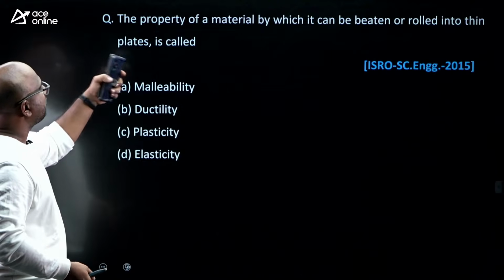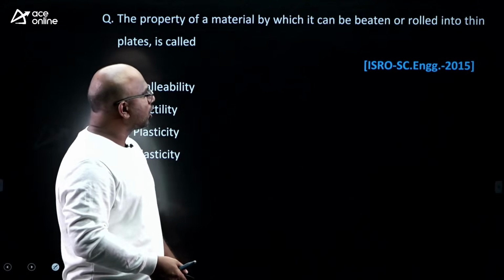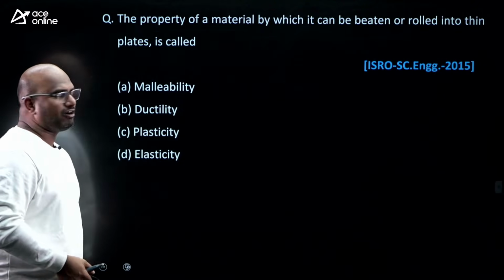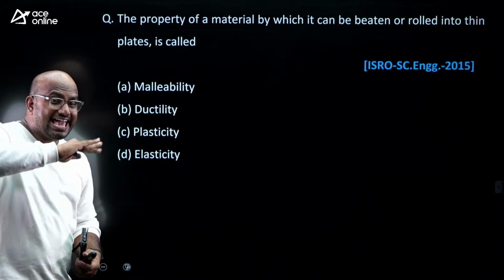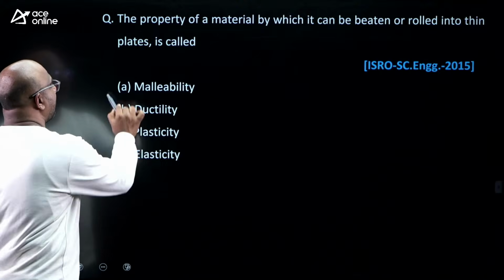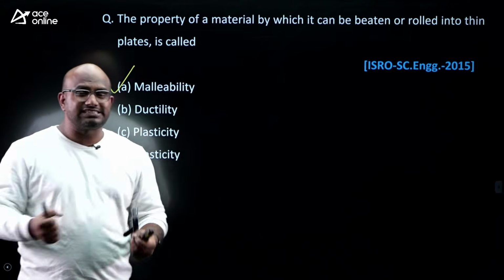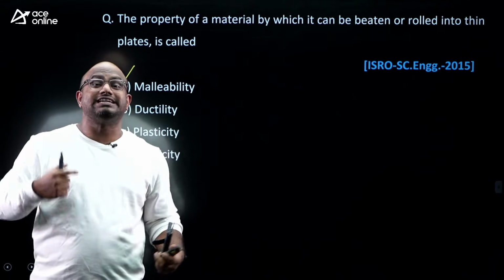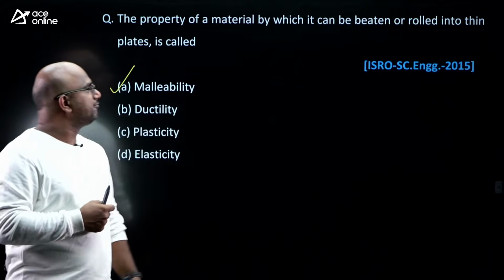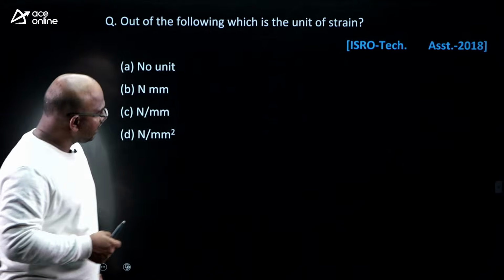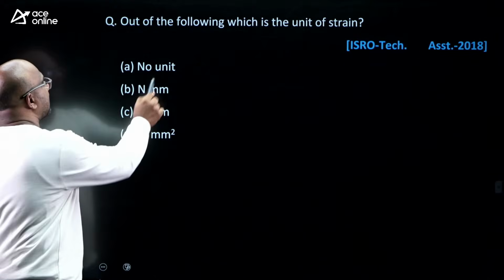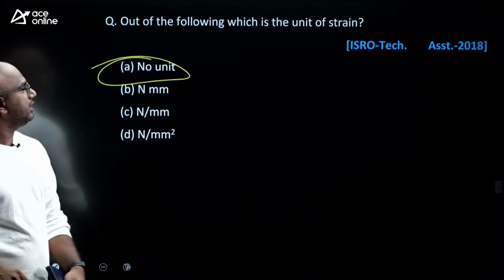Next, the property of metal by which it can be beaten or rolled into thin plates is called? Tell me, sir. It is called malleability, guys. If the same question is given as drawn into wires, it is called ductility. This is the malleability property. Then out of the following, which has a unit of strain? No unit. Strain doesn't have any unit, guys.